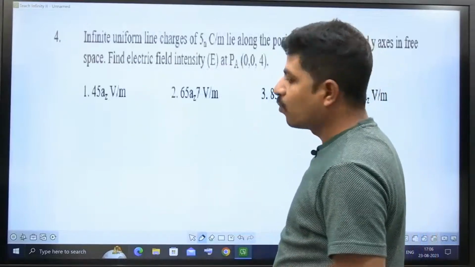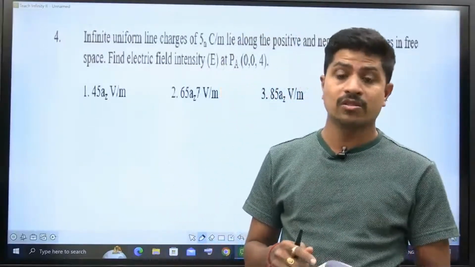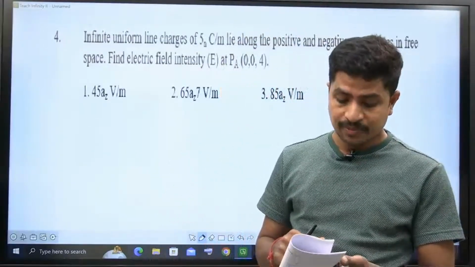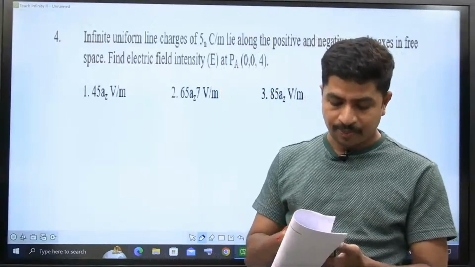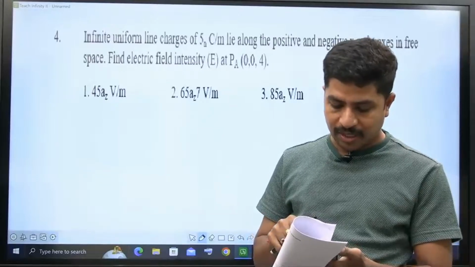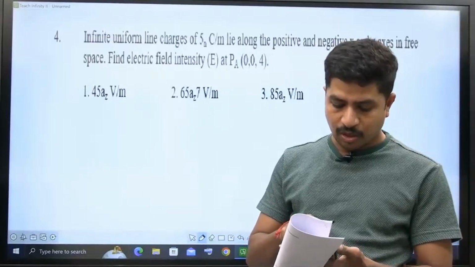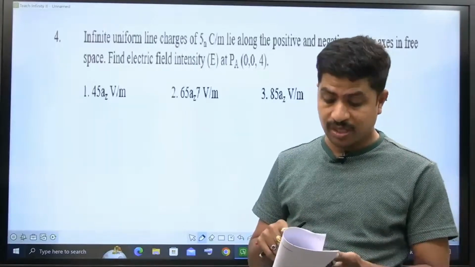Next one, the fourth one. This is the question to solve. You see, there are a good number of questions from EMFT. Most electrical people will feel that EMFT is not that important, but I can say EMFT is also one of the important subjects for electrical people. Why? Because there are a good number of questions in the HPCL examination.